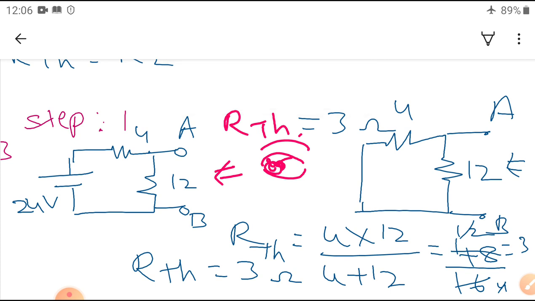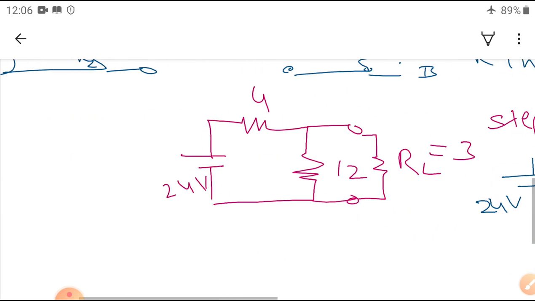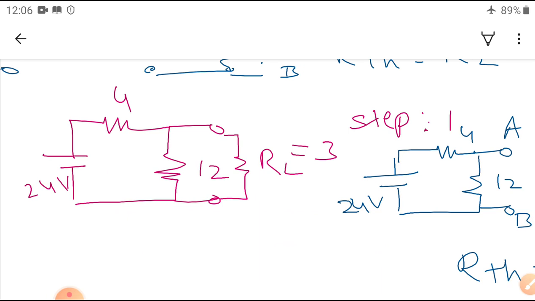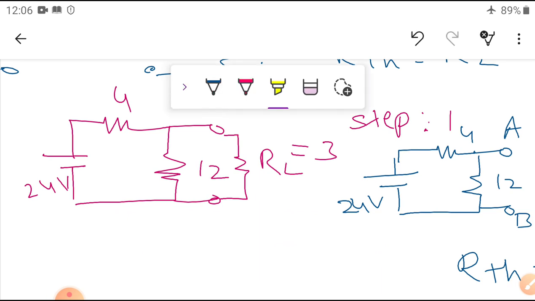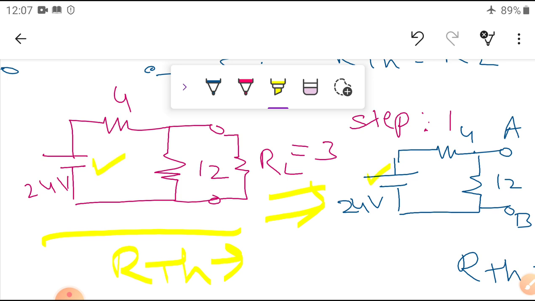Students, please don't confuse. Whatever circuit is given, this circuit is given, this value is given. Now I want to know the first step: what is the equivalent R Thevenin's required? R Thevenin's I want to know. For that purpose I drew this: the voltage source and 4 ohms and 12 ohms. I removed this value. This is the equivalent circuit.